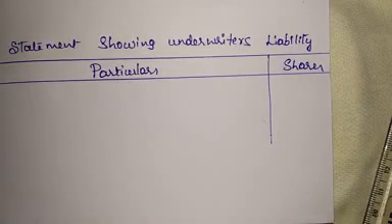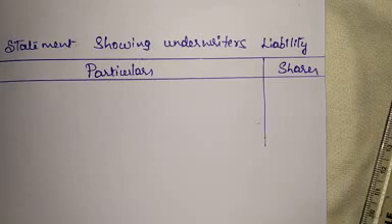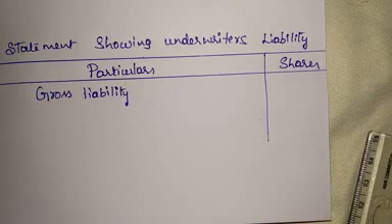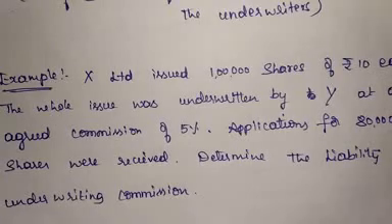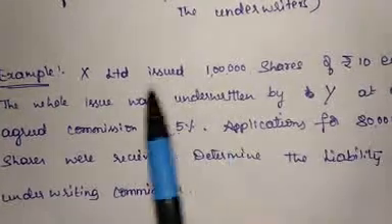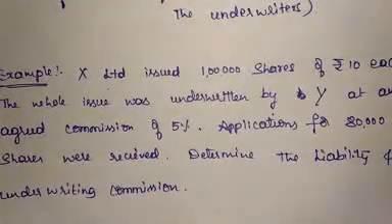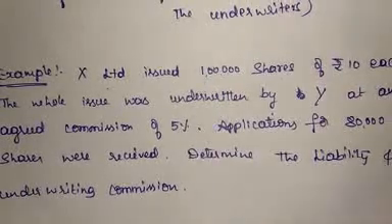First we have to write gross liability. Gross liability means the total number of shares required to be taken up. That means the total number of shares issued and that is required to be taken up. And how many shares does the company issue? X Limited issued 1 lakh shares. So gross liability is to take up 1 lakh shares.